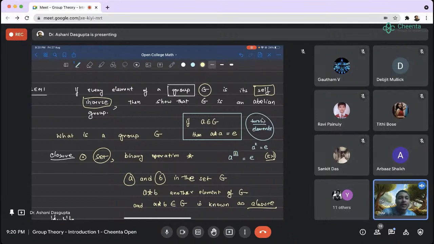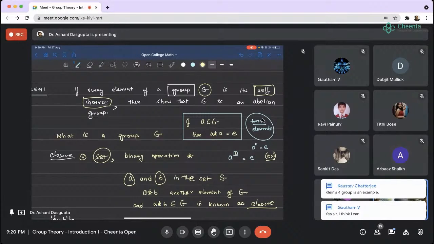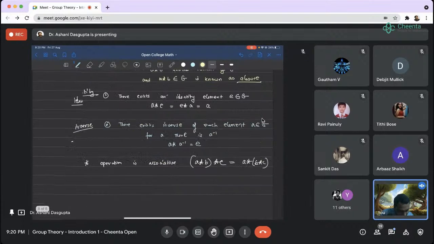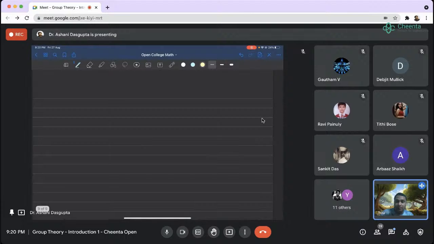So anyone has an idea how to go about doing this problem? Okay, Gautam has an idea. Okay, Gautam, how do you go about this problem? Tell me.